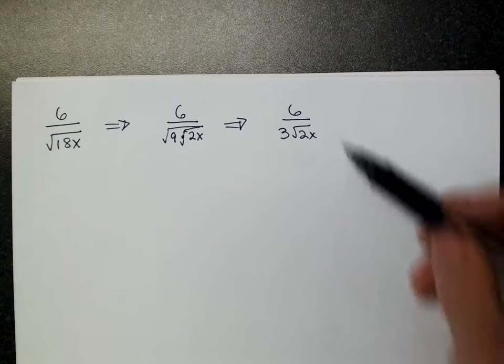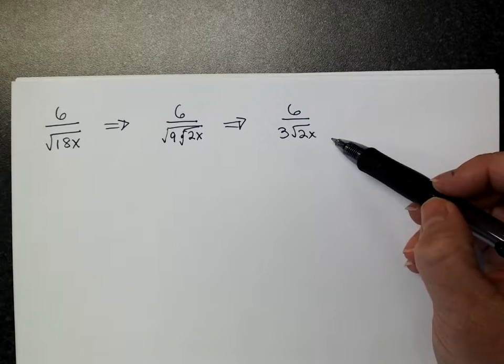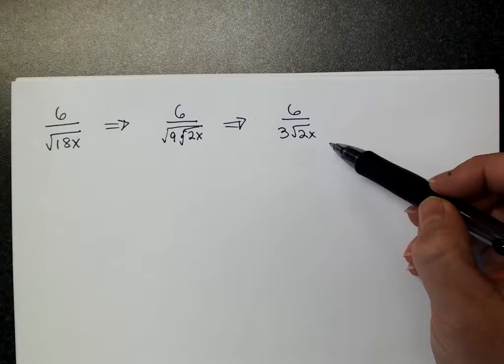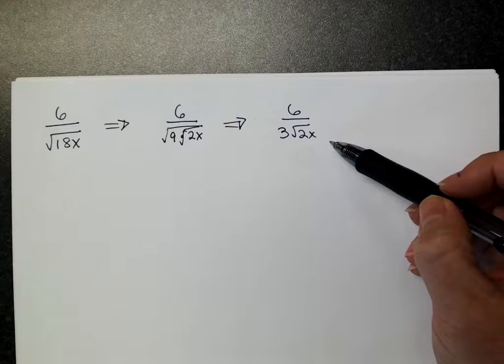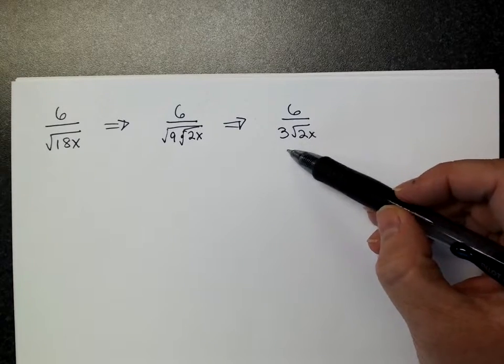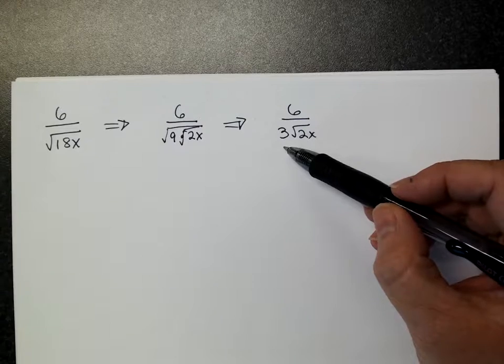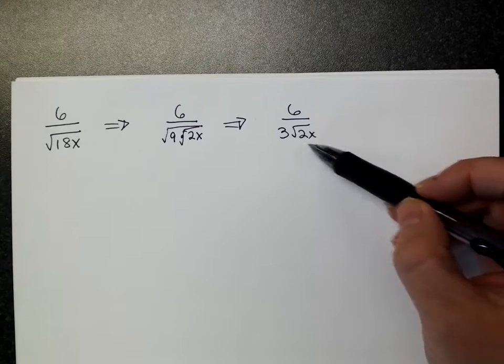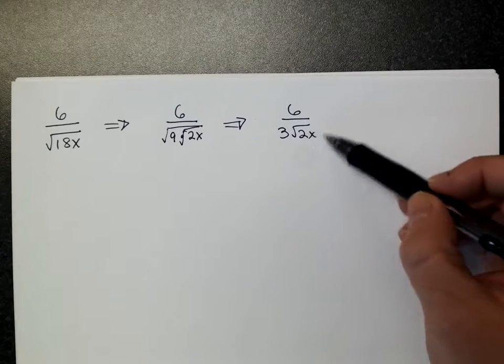Now, can I go ahead and multiply the top and bottom by square root of 2x? I could go ahead and do that, right? Would I multiply times 3 also? Not necessary. If it's not a radical, it is there. But to rationalize, I just have to multiply it by the radical to kill the radical.